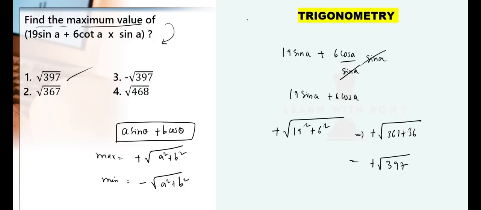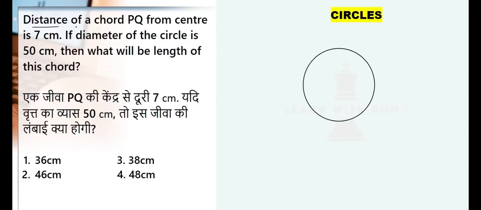Next question. See here, distance of a chord PQ from center is 7 centimeters. Let the chord be this one. So here they have given PQ is our chord and let us suppose A is the center. They have given us the distance from the center to the chord is 7 centimeters, okay? And they said if the diameter of the circle is 50, they asked us to find the length of the chord, means they asked us to find the PQ length here.